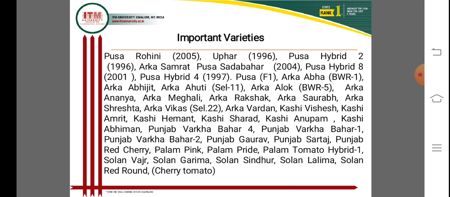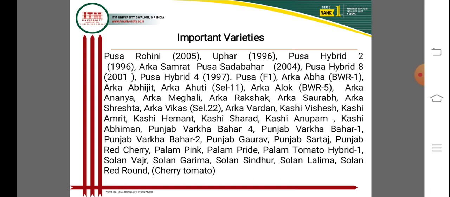Pusa, New Delhi, and Pusa means IARI New Delhi. Pusa Hybrid 8 and Pusa Hybrid 4 are very important varieties for processing purposes. Arka Abha, Arka Abhijit, Arka Ashish are very important varieties. Arka Alok is an important variety also. Arka Ananya, Arka Meghali, Arka Rakshak and Arka Sharab are the most important for the food processing industry, for tomato sauce and ketchup also.